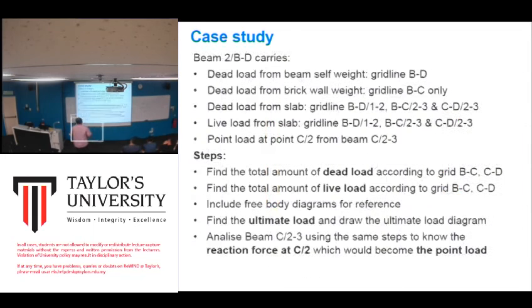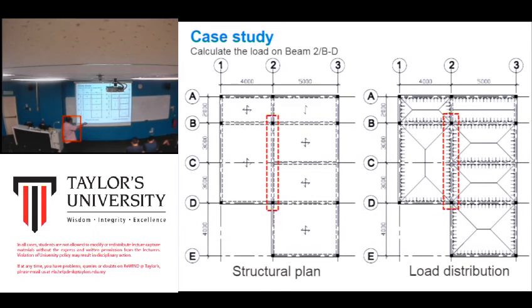So, okay. The list. Dead load from beam, self weight. Okay. Bricks, okay, and then slab. Yeah, we have 3 slabs, right? And then live load of the slab. And then point load from beams at point C2, C2, C2, C2, right? At the point here, okay.